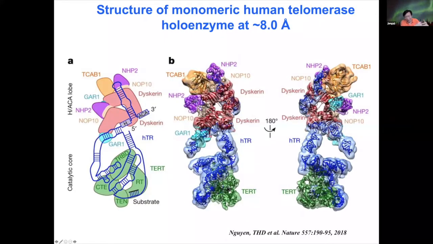Even at resolution in the range of about 2 to 10 angstroms, or even worse than near atomic resolution, you still can use Cryo-EM to answer biological questions. So here is an example. The holoenzyme of the human telomerase resolved at 8 angstrom.